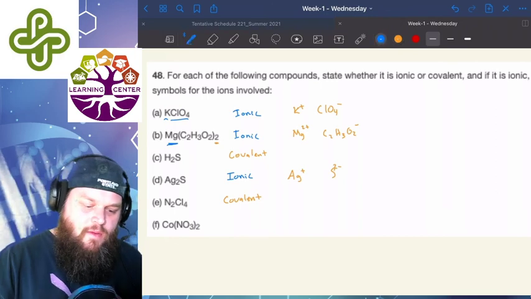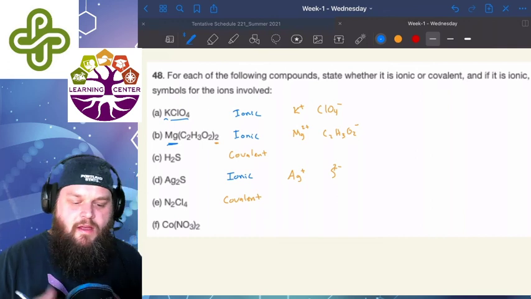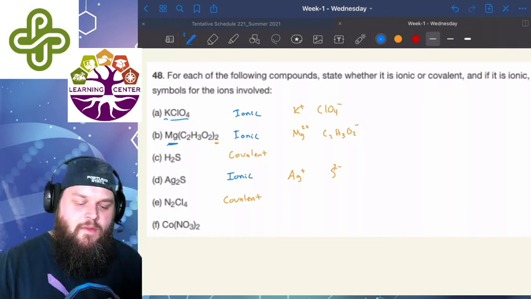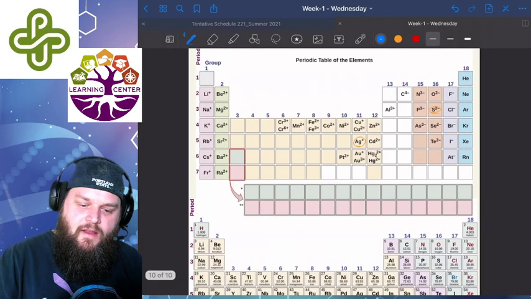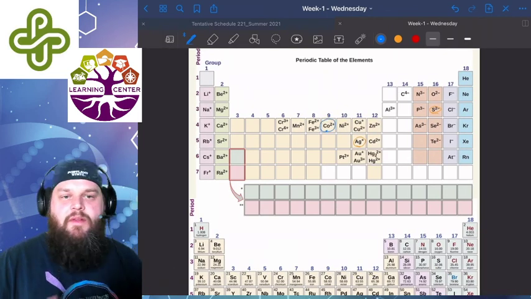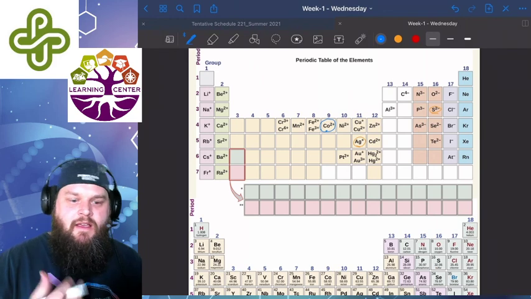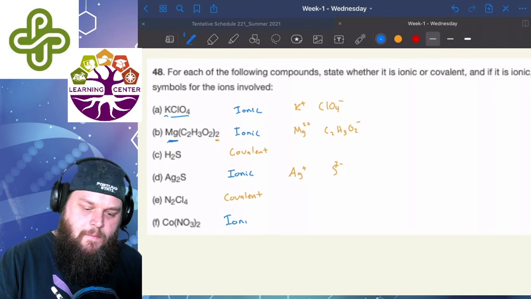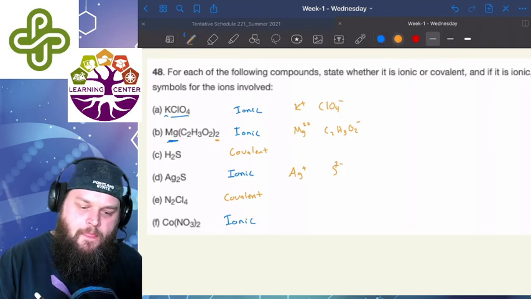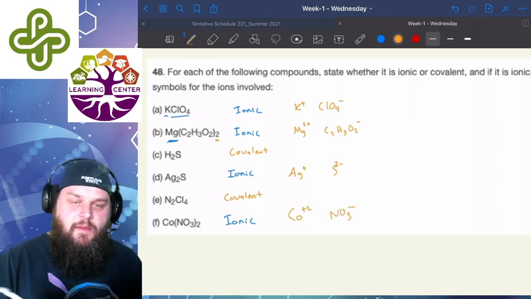Last one, we have Co, that's cobalt, and NO3, and there's 2 of them. So cobalt, if we look for that, it's right here in the middle. It's a +2 charge, making it ionic. It's one of our transition metals. And that's going to be Co2+, which means that the NO3, which there's 2 of, is just going to be a -1.